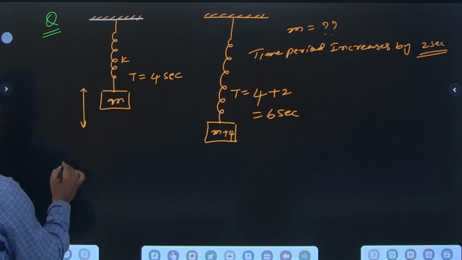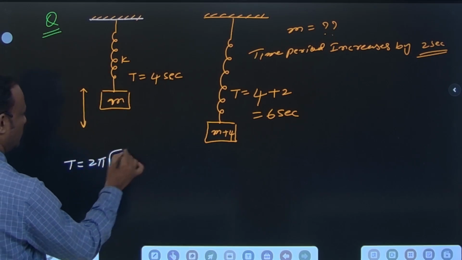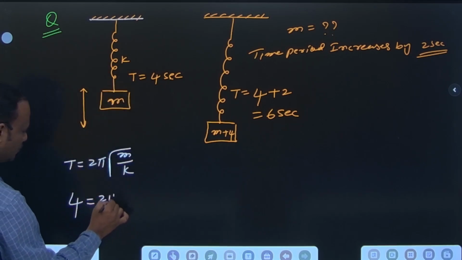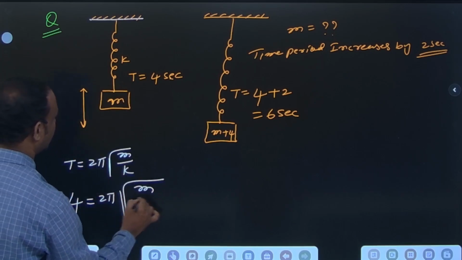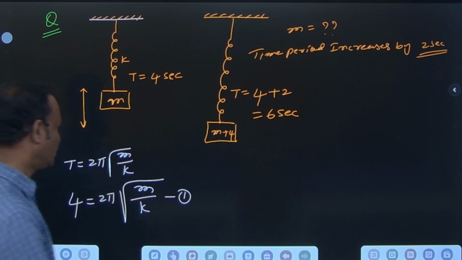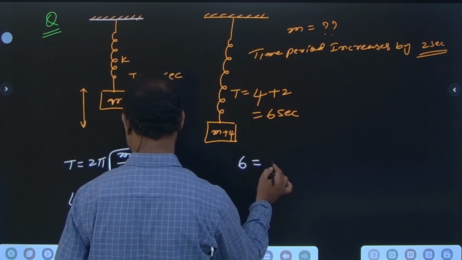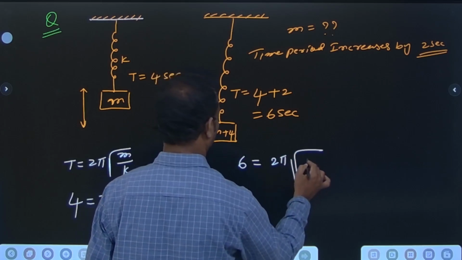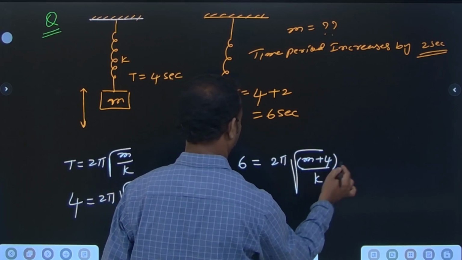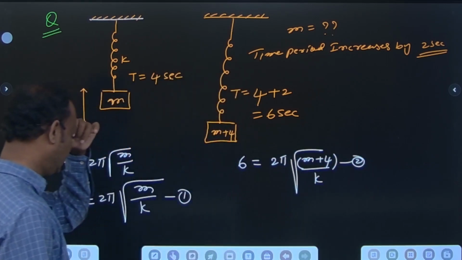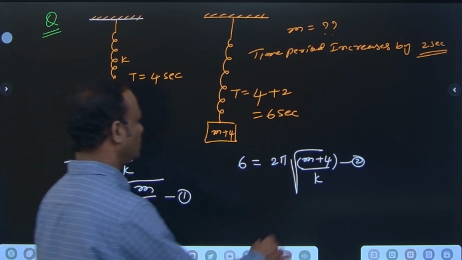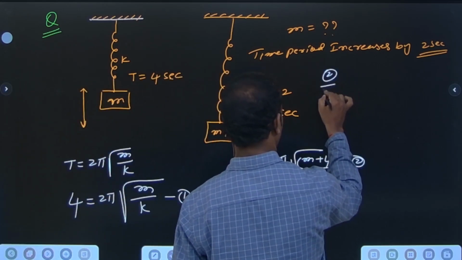T is equal to 2 pi under root of m by k. So 4 is equal to 2 pi under root of m by k, which is my first condition. Next, 6 is equal to 2 pi under root of (m plus 4) by k, which is my second condition. From equation 1 and 2, anyone can do this. So I am doing equation 2 by 1.